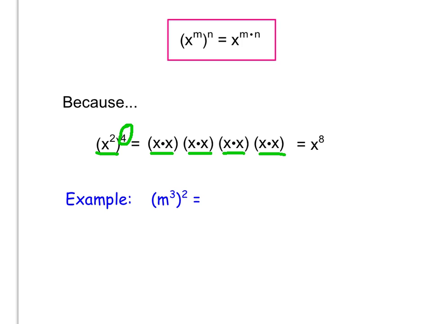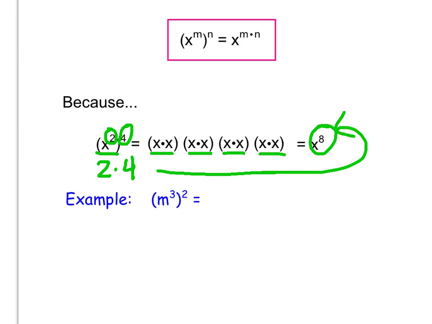And now look and see how many x's I have. If I count them up, I have 8 x's multiplied times each other, which would be x to the 8th power. And so if I look back at what I started with, I had an exponent of a 2 and then the 4. So I ended up doing 2 times 4 to get this exponent of an 8.